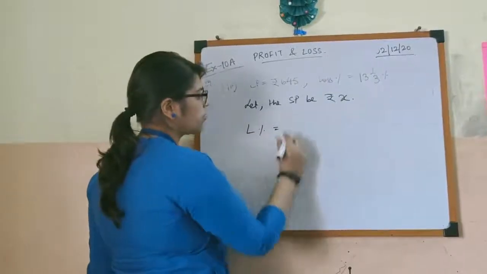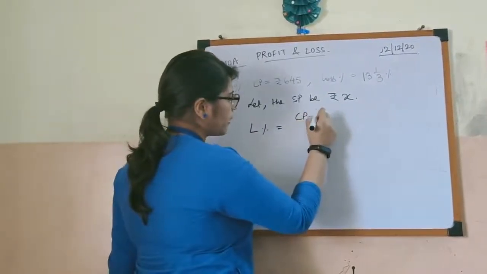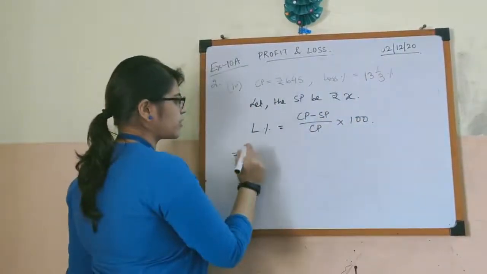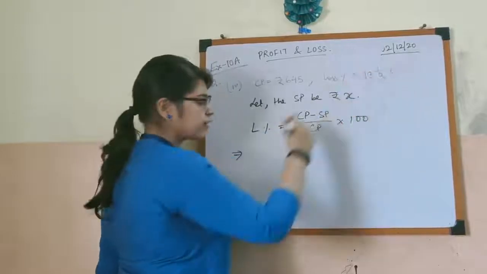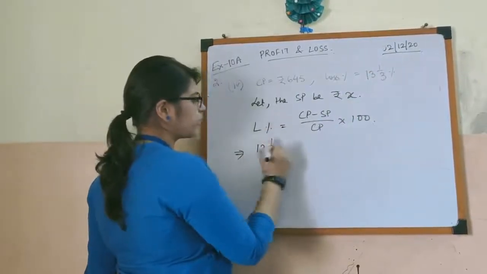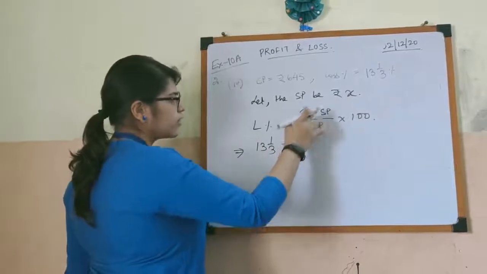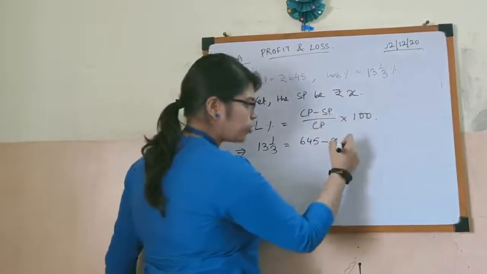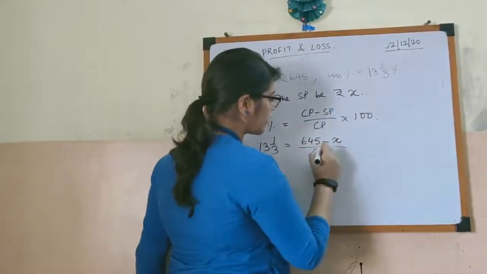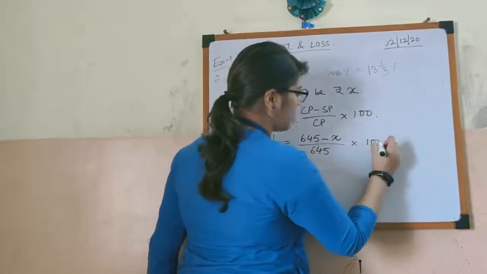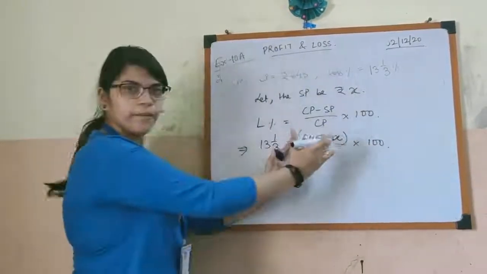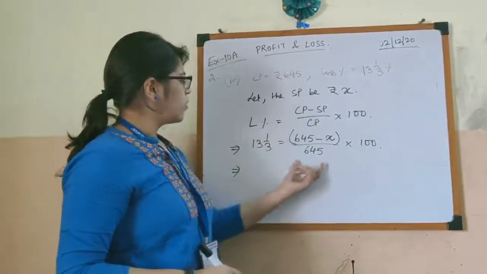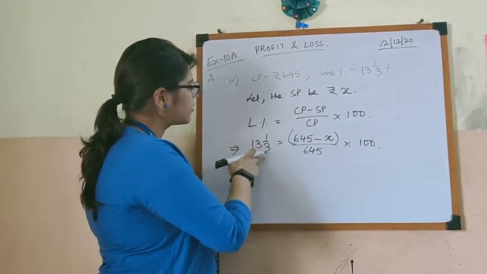The loss percent is how much? CP minus SP by CP into 100. So instead of loss percent, we can put this number, that is 13 whole 1 by 3, and instead of this CP you have to put 645 minus SP, which is unknown, so x, then again 645 multiplied with 100. So this is the bracket portion. Okay, always keep it in the bracket. So if you simplify, then we can take 13 into 3 is 69.